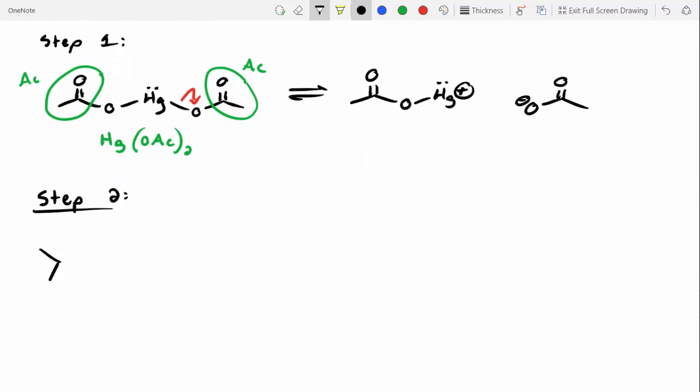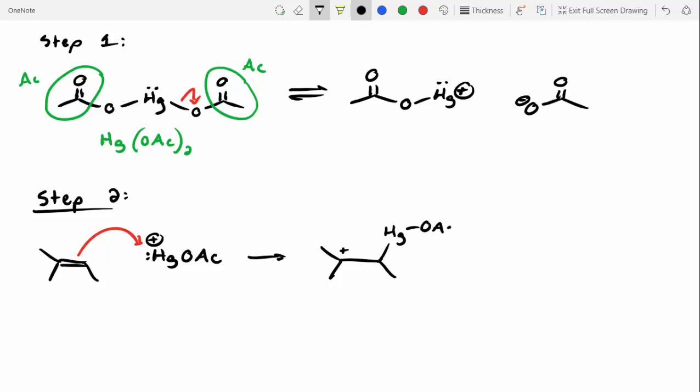So let's say we've got this alkene, and we've got our intermediate that we just formed. And I'm going to use the OAc abbreviation just to save some time. And the mercury is positive. Our pi bond can act as a nucleophile and attack that mercury. All right, we know the carbocation wants to be on the most stable position, so it'll form on that tertiary carbon. And then we now have a new organometallic bond to mercury.